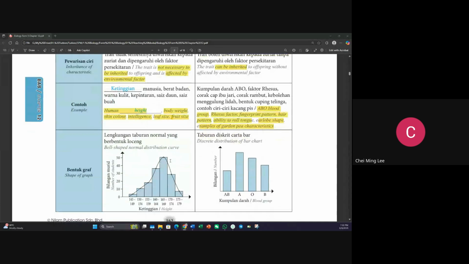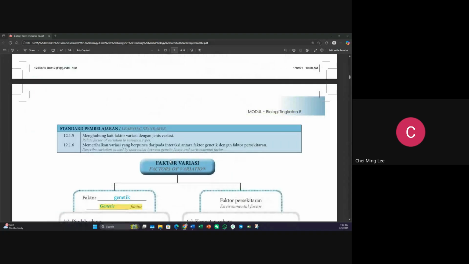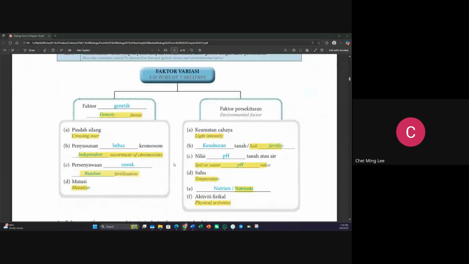All right. So let's continue. Okay, so let's see the factors of variation. For the genetic factor, normally due to the crossing over. Remember during meiosis one, there will be a crossing over between the chromosomes, right? So there will be changes of the genetic content, and also the independent assortment of chromosomes, random fertilizations and mutation. These are the sequences that can cause genetic variation. For environmental factors like light intensity, soil fertility, soil or water pH value, temperature, nutrients, and physical activities. Mostly this one will affect the plant.